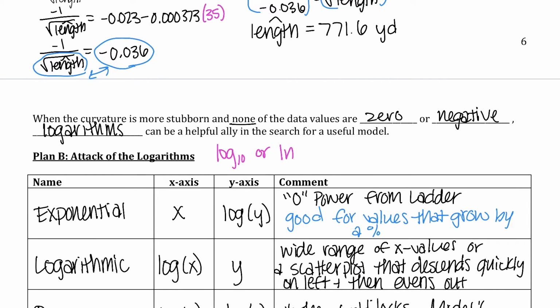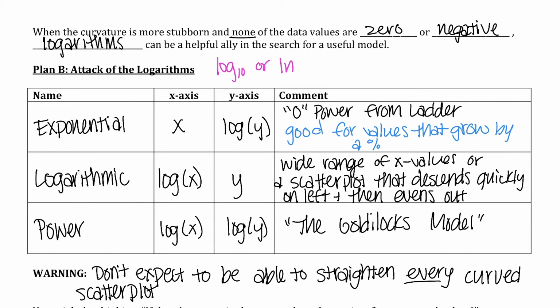Okay. Next option is logarithmic. That's when instead of taking the log of the y's, you take the log of the x's. And this is good for when you have a wide range of x values or a scatter plot that descends quickly on the left and then evens out. So think about what a logarithmic function looks like. Looks kind of like this. If your data kind of looks like that, then the logarithmic option is the way to go. Remember, exponential kind of looks like this. So if your data looks like that, that might be the way to go.